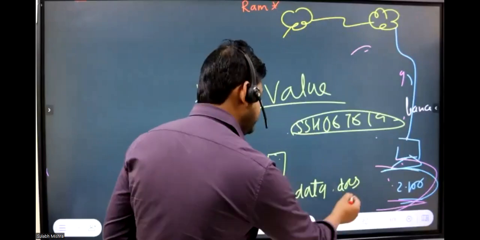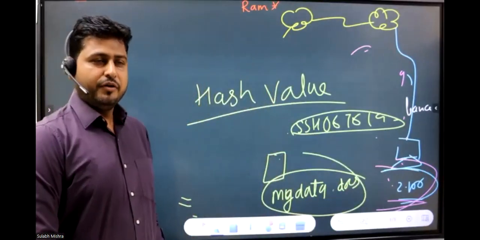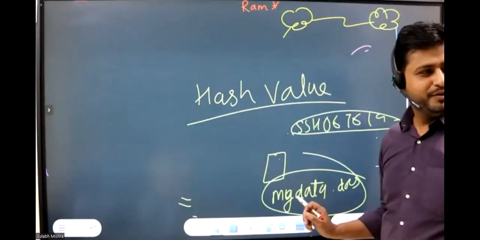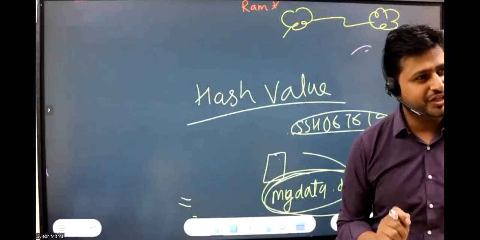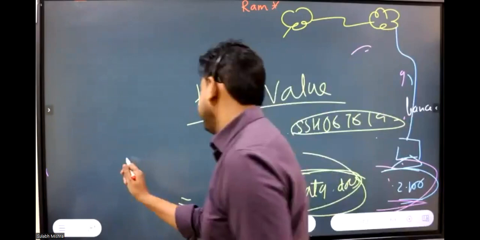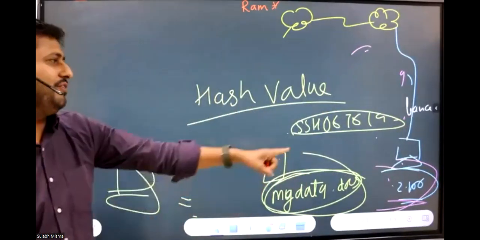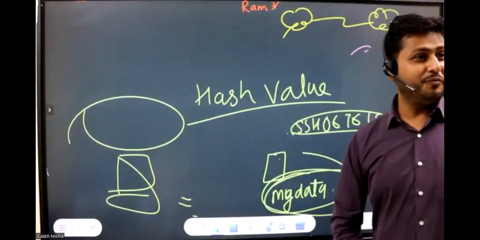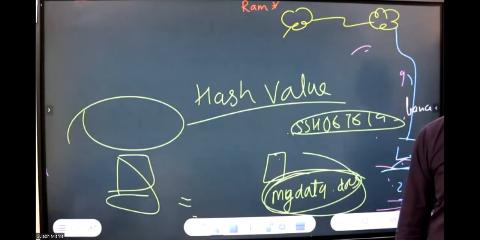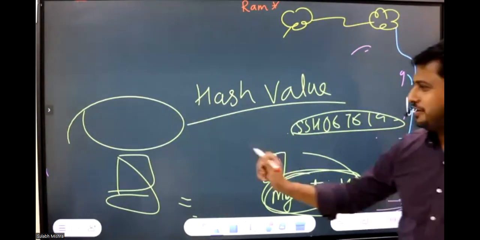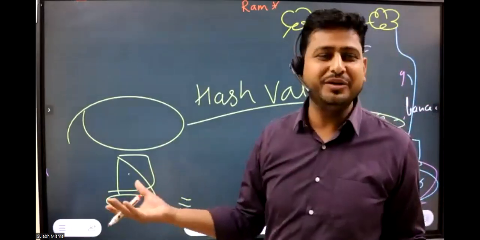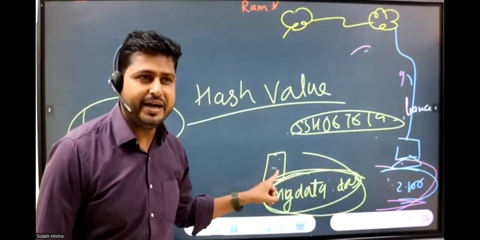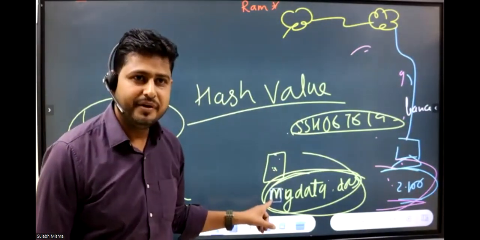For example, my data doc. Once you send it to someone, he changes the name to Mradul data, Mradul file. He changed the file name to Mradul file, but the hash value of the file will remain the same. Hash value will not get changed. So from the hash value, you can identify the uniqueness of the file, that this file and this file both are the same because both file hash values are the same. Get it?